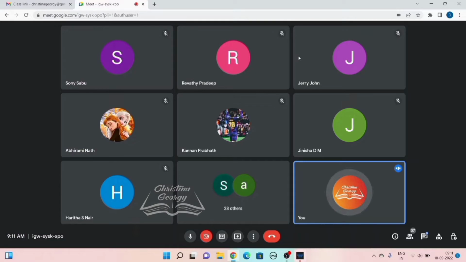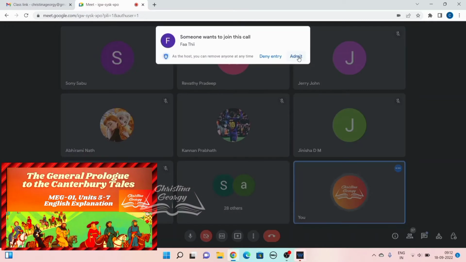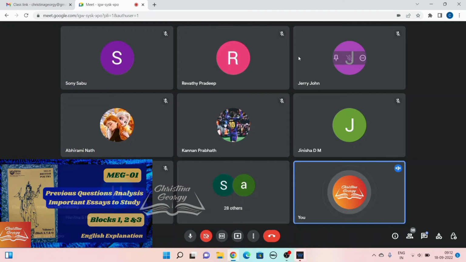We will be having unit-wide discussions. Towards the end of the session, we will discuss the important questions from the entire block as well. So we have already discussed blocks 1 to 3. If interested, you may check out the playlist on MEG-1. Shall we move on to block 4?